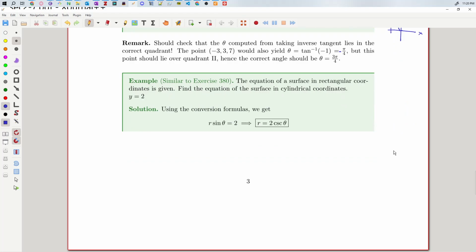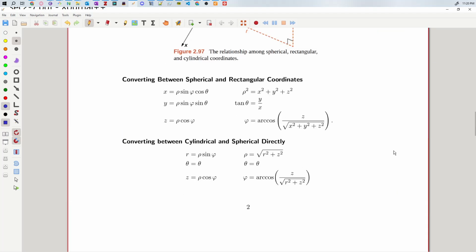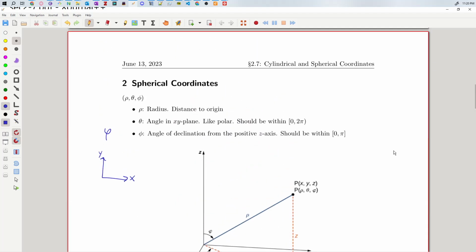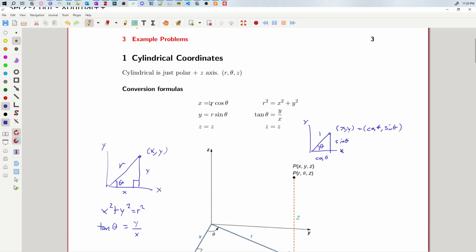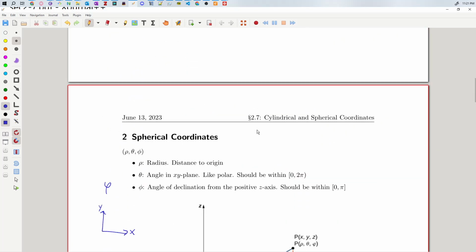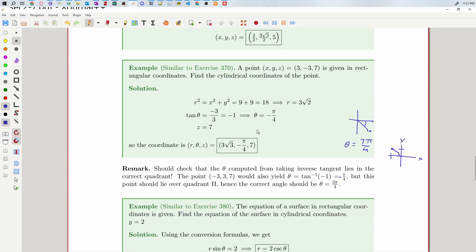Next problem, we're given the equation of a surface in rectangular coordinates, and we want to convert the equation over to cylindrical coordinates. Again, this is about applying the conversion formulas. Between cylindrical and Cartesian, we would use these, and it's not certain which side of them you're using, so it's good to see them all in one collection.